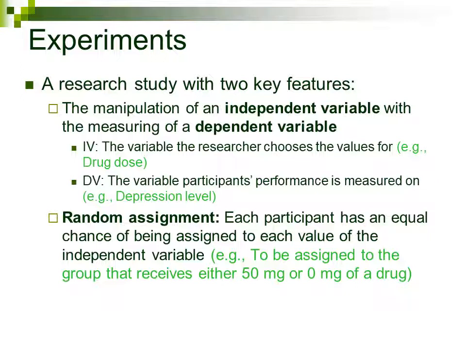So note that random assignment is not random selection from the population. That's different. What we're talking about with random assignment is random assignment into groups. Once participants have already been selected to participate, they have an equal chance of being assigned to each group or each value of the independent variable.